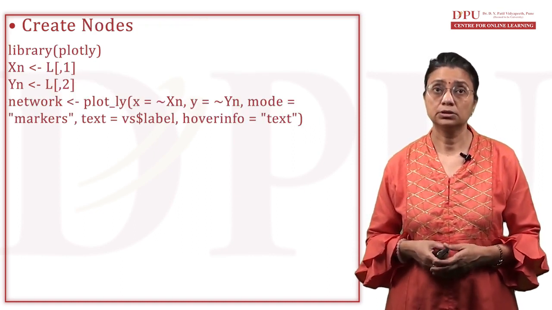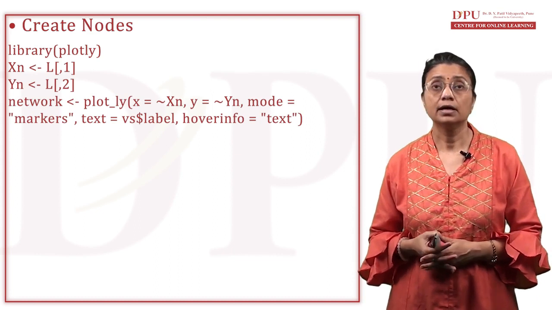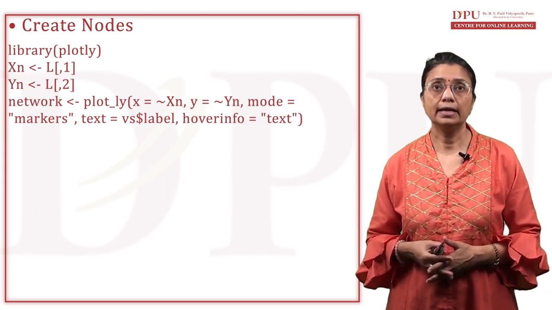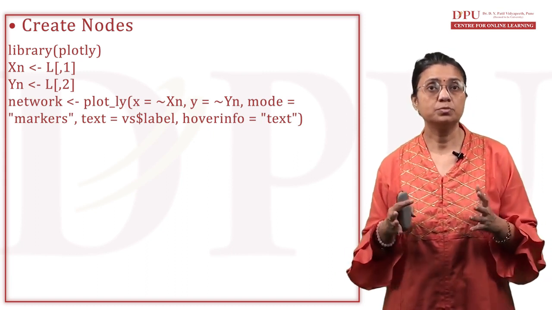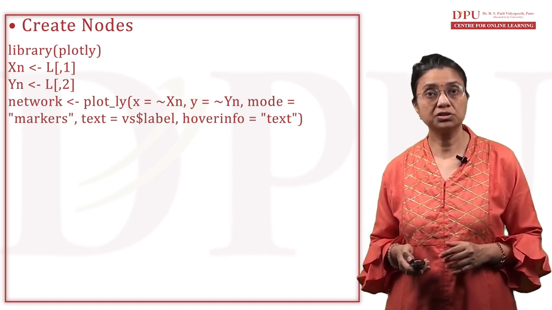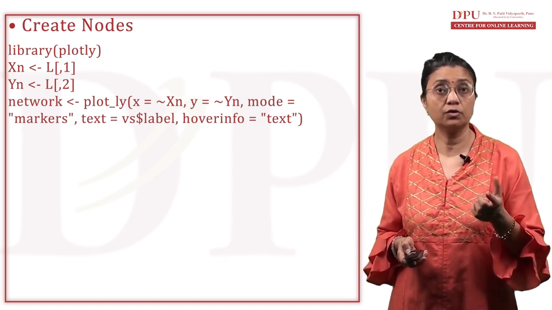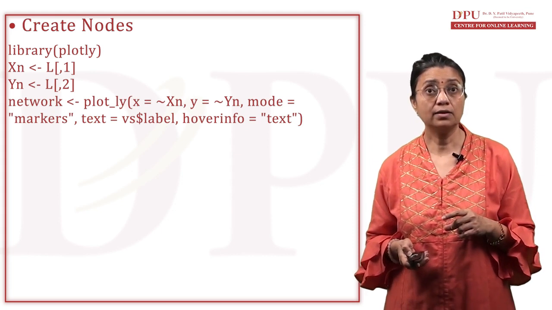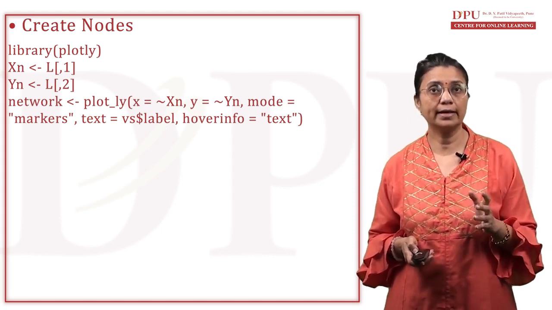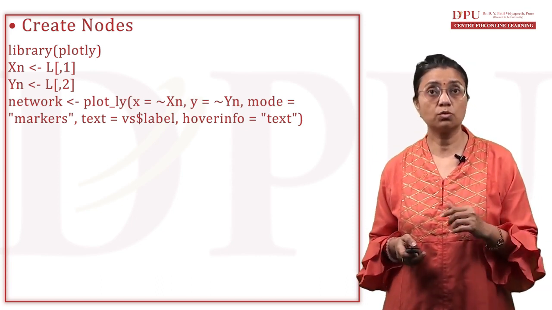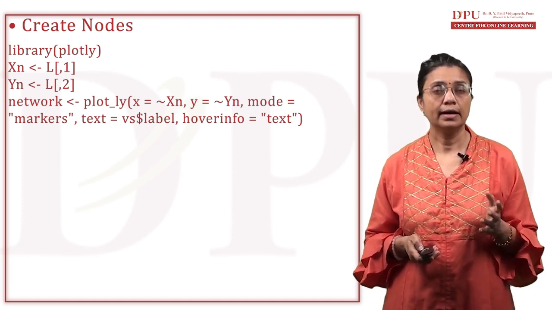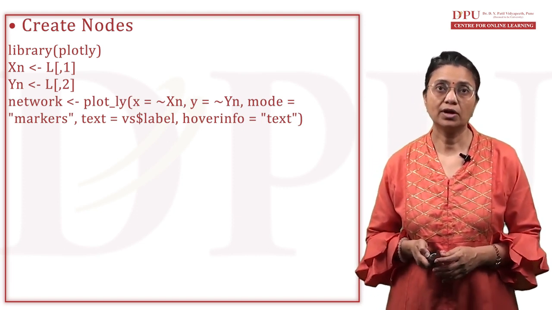I am creating the nodes. So I load the plotly package with the help of the library function. And then in the L, I pass comma 1, which means, L is what? L is my variable where I have the layout of the circle. If you can recall, the layout of the circle was passing G, and now this layout of the circle is having comma 1 and comma 2. So that is how I am storing in xn the first, and in yn the second value.